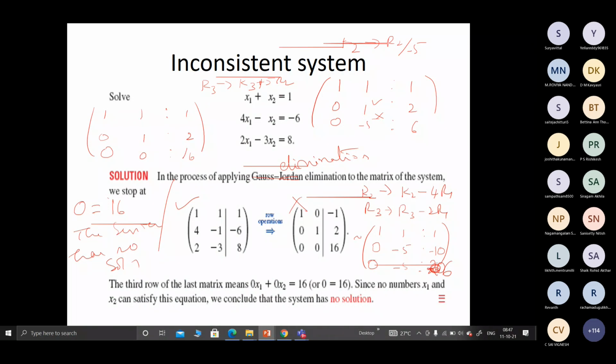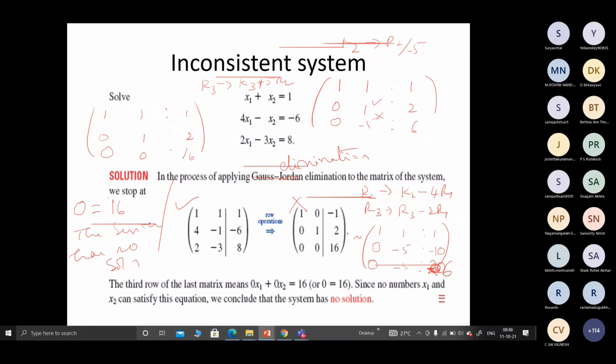So now, how do you make out that? See, in the last row, a contradiction appears. That means all the coefficients in the row except for the last entry become 0. That means it's a contradiction, no? It's 0 equal to 16 or 0 equal to some non-zero value. So that is a problem.